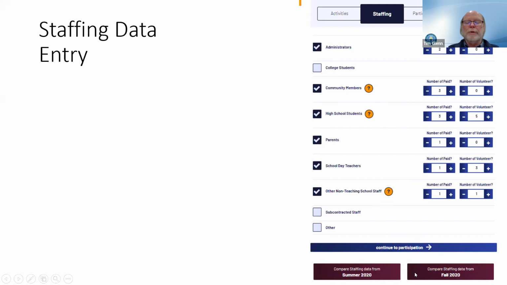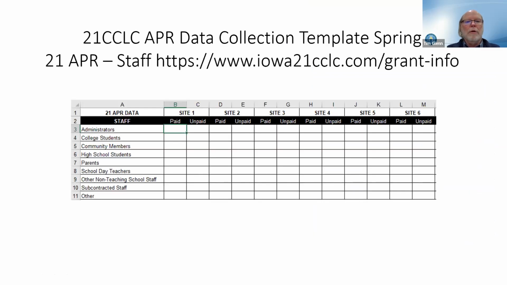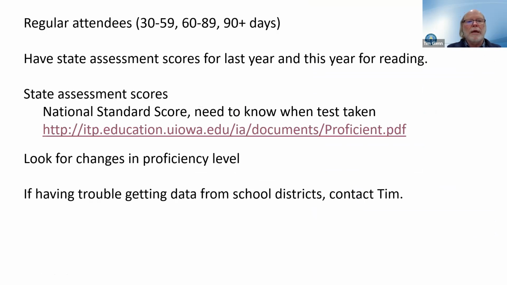Now, again, you can look at your previous reporting terms data as well, if you'd like to. So here is the data collection for staffing. Again, it was just like what 21 APR is calling for. You have your administrators. So your site one, center one, same thing. How many paid staff, how many unpaid administrators, how many paid college kids, how many unpaid college kids. So that is your staffing.